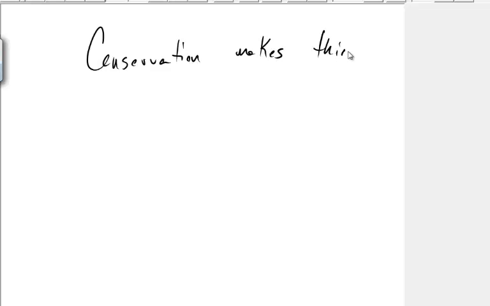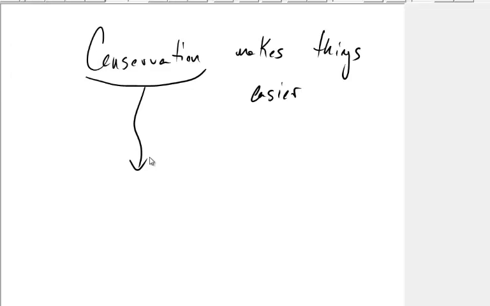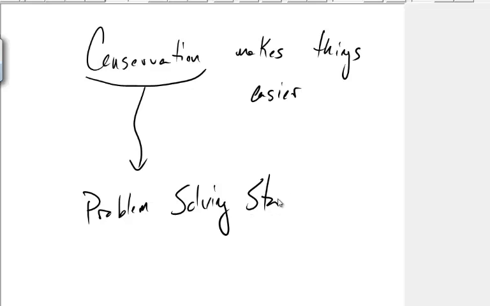What I really love about conservation, conservation of anything, is that it makes things easier. We know it means it's the same in the beginning and the end. We talked about conservation of energy: just find the missing energy, it's there somewhere. Just find the momentum, it's there somewhere. Really, conservation is a problem-solving strategy, and this is something I really want to emphasize because it's really important.